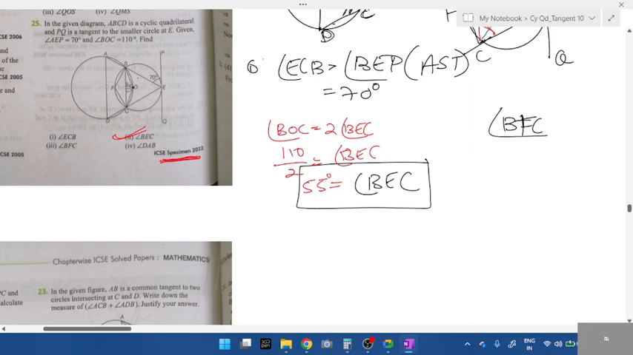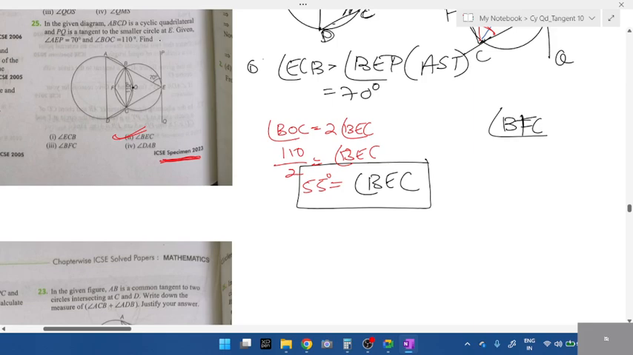See, practically, what is BEC? Where is BEC formed? On the circumference, right? BEC is formed on the circumference. So O has to be center. I don't know whether they've mentioned here or they forgot. I mean, they haven't mentioned.